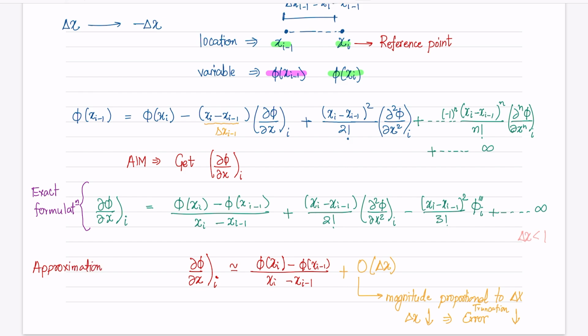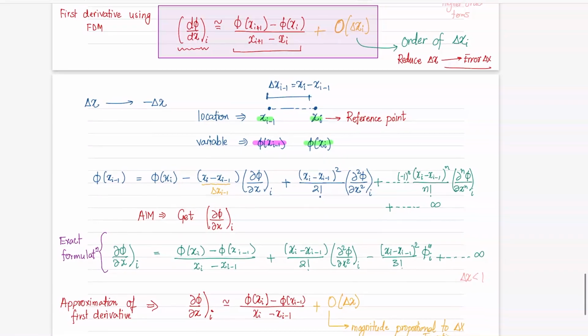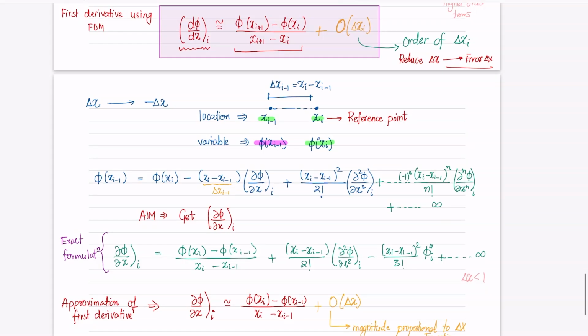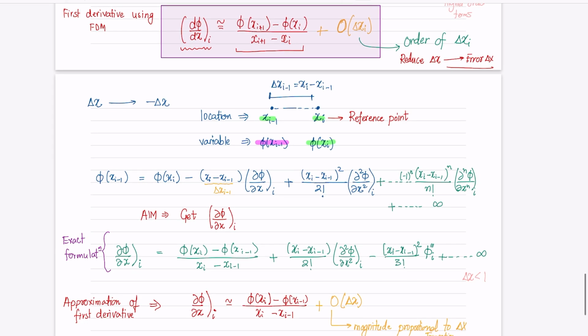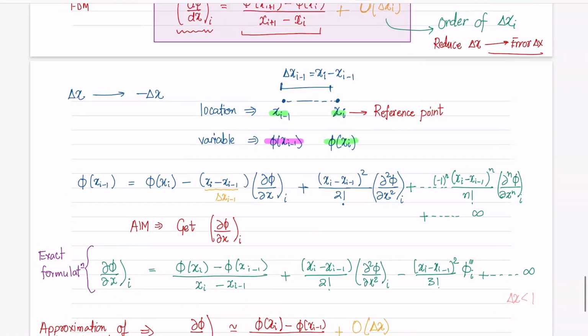So notice how we move from an exact formulation to an approximation of the first derivative. So now we have derived two different kinds of approximations to the first derivative, and they look very similar to each other. The truncation error is also very similar, but there is a very small tweaking that we had done.